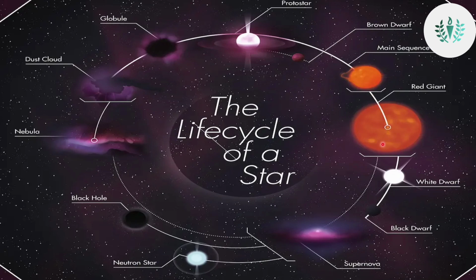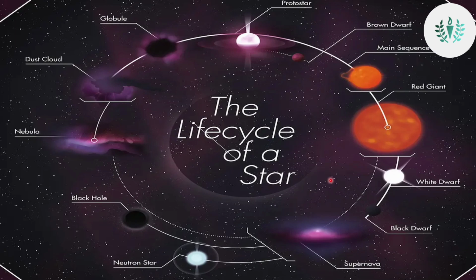It can either explode and become a supernova, or it can be converted into a white dwarf and ultimately become a black dwarf. The supernova can then become a neutron star. It can become a black hole, or it can become a nebula and make another star.